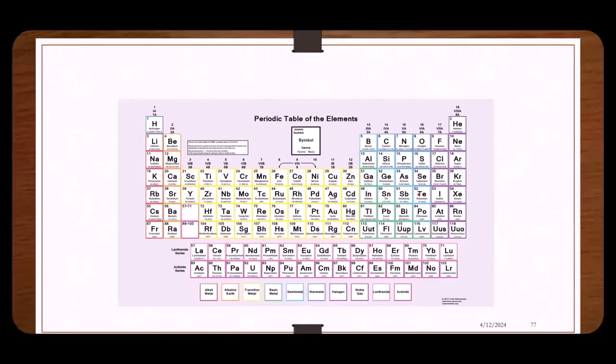Let's try another pi bond. This time we'll do diatomic nitrogen. So first we determine the number of valence electrons, and we can find on the periodic table that nitrogen is in the 5th group, so it has 5 valence electrons.